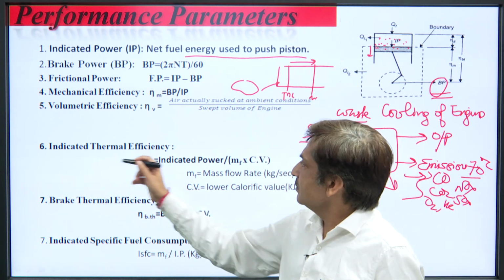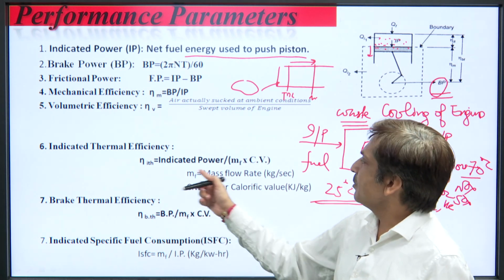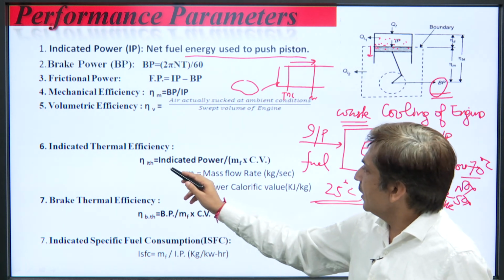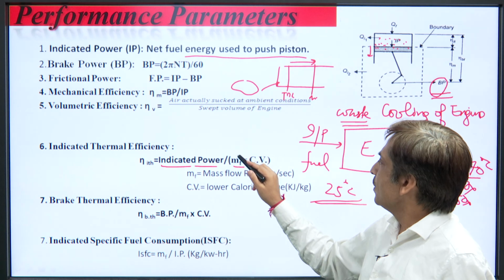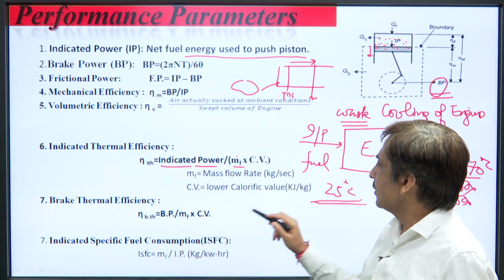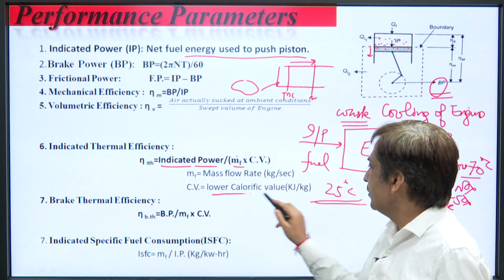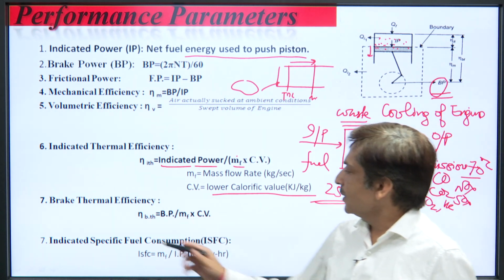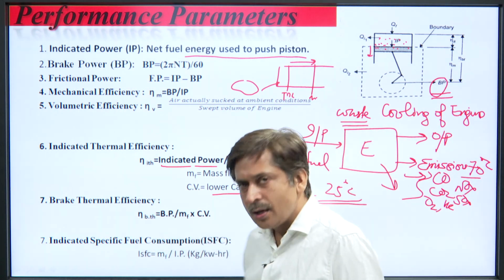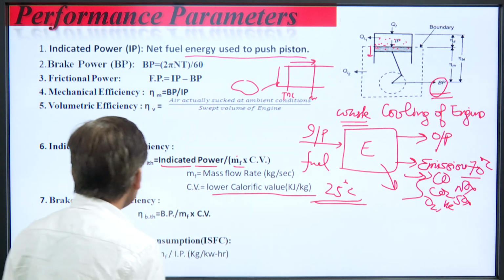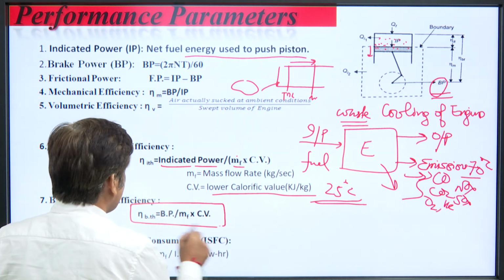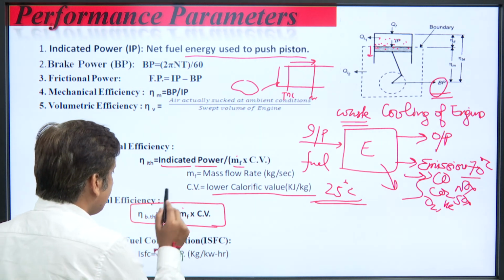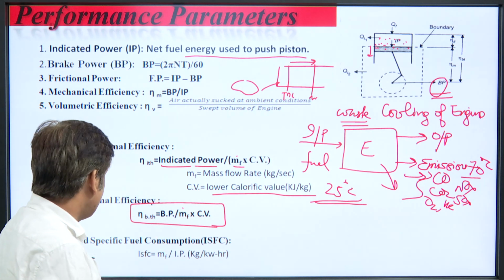Now, indicated thermal efficiency. Indicated thermal efficiency is the indicated power upon mass of fuel burned per unit time into its calorific value. We will take here the lower calorific value. Then brake thermal efficiency is brake power upon mass of fuel burned per unit time into its calorific value.